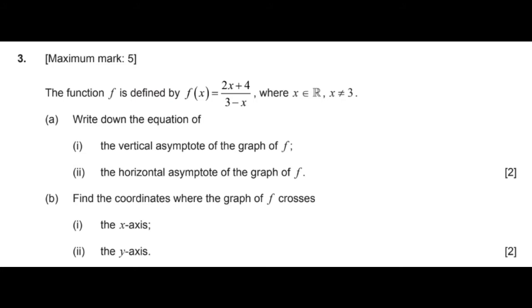Okay, so we're going to get the equation for the vertical asymptote and the horizontal asymptote. Asymptotes are basically lines that the function approaches but doesn't touch. Okay.